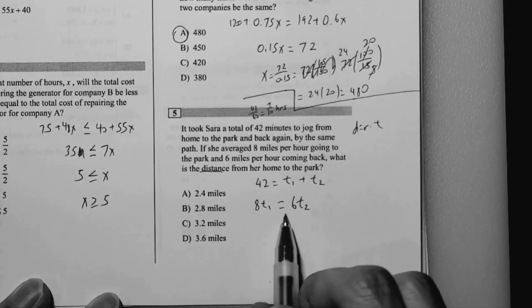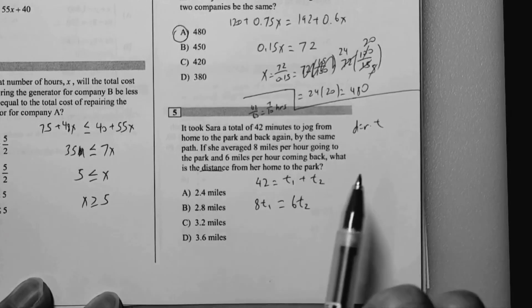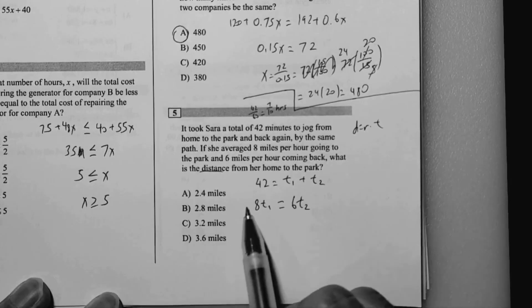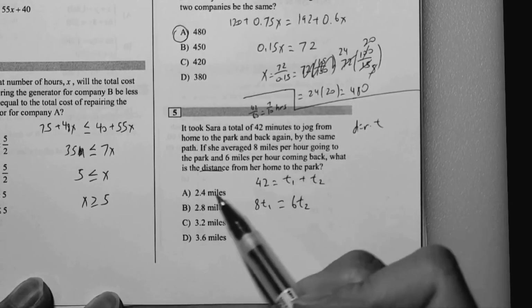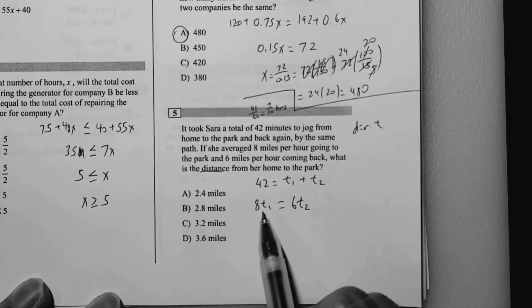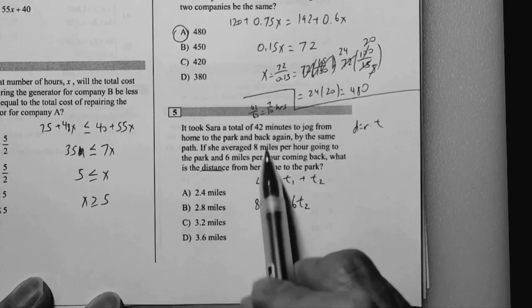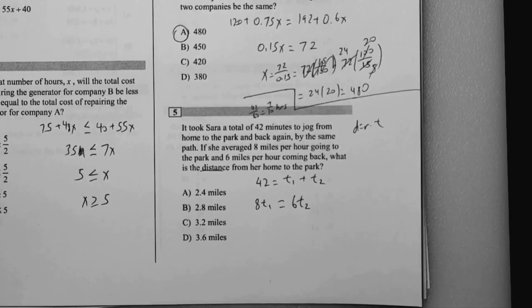Okay, we can set this up because the distance, once again, going to the park and coming back from the park is the same. So this is equals rate times time. We know that the rate going to the park and the rate coming back is different. So of course, they will have a different time as well. And those two times should add up to 42. So here are our two equations. Now we can solve this system of equations.